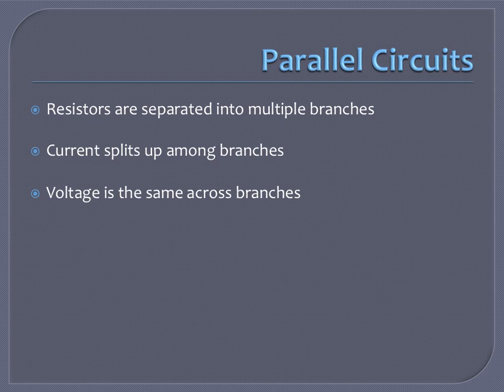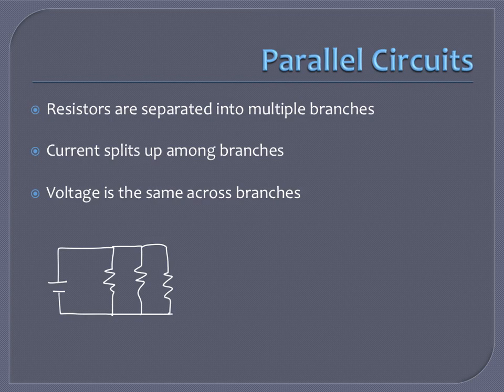Next, we have the parallel circuit. Here, resistors are separated into multiple branches. So here's one, here's two, and here's a third one. Okay, so notice here, the current flows out of the battery and then it splits up into 3 different branches until they all meet up once again, coming back.